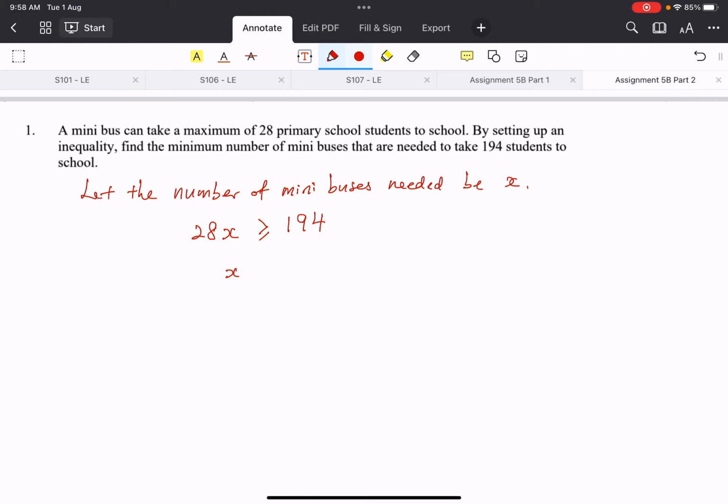So that results in x being greater than or equal to, take out a calculator, 194 divided by 28, which gives us 6 and 13 over 14. Now, of course, we can't have 6 and 13 over 14 buses since the number of buses is an integer. Therefore, the minimum number of buses has to be the next integer after this, which is 7. So that is the result.